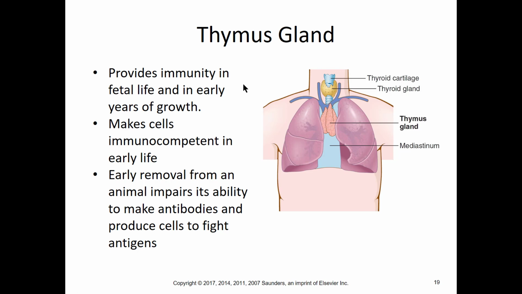So remember that key point. Early removal of the thymus from an animal impairs its ability to make antibodies and produce cells to fight antigens. So that proves its early function in life, in the early years of growth, which is to provide immunity. So remember that the thymus gland is there early on in life, but it doesn't exist in adult life.